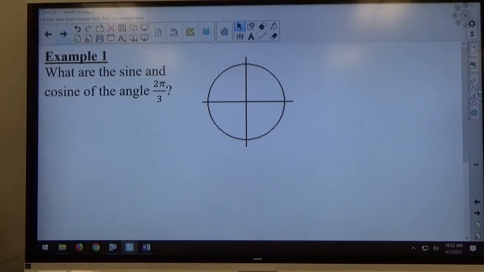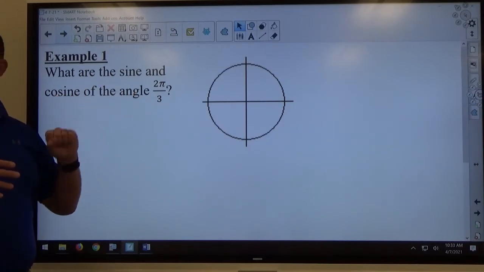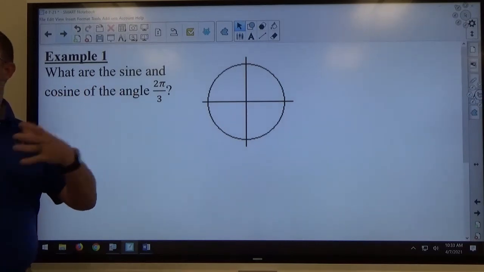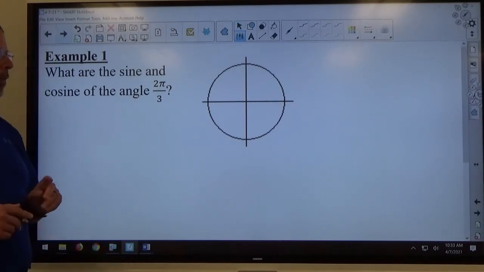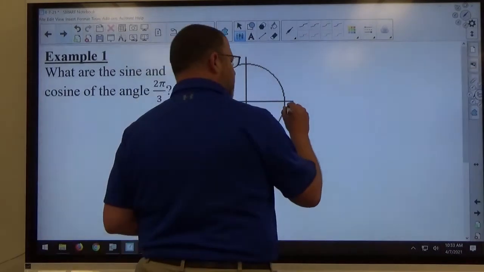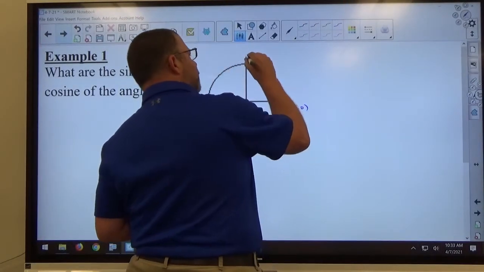Okay, examples 1, 2, and 3 all involve finding sine and cosine of things. The circle I've drawn there is going to be the unit circle. Anytime we're dealing with trigonometry and trying to find values of sine, cosine, tangent, cotangent, secant, or cosecant, we're going to start off with the unit circle. If you recall the unit circle from last chapter, it's a circle of radius 1 centered at (0, 0).